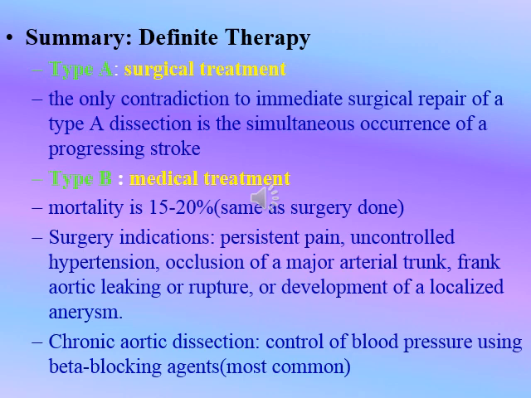Development of a localized aneurysm. Aneurysms might rupture, and that will be fatal. Frank leak of the aorta. Frank rupture of the aorta. All of these will make surgery my first priority in a type B dissection.